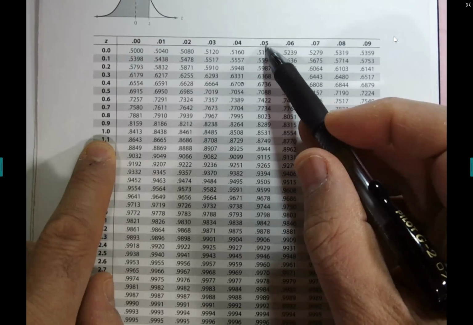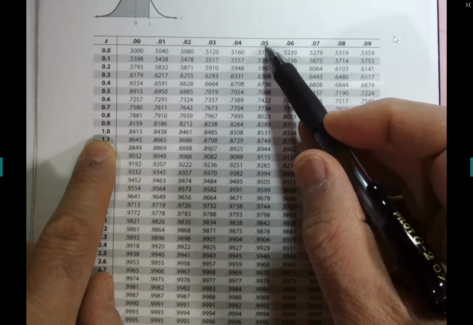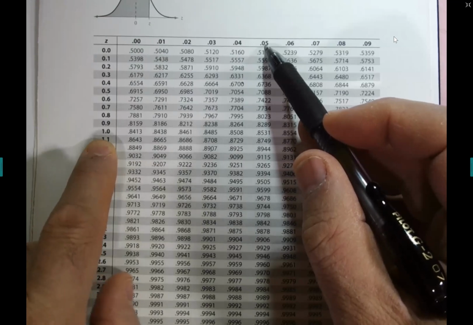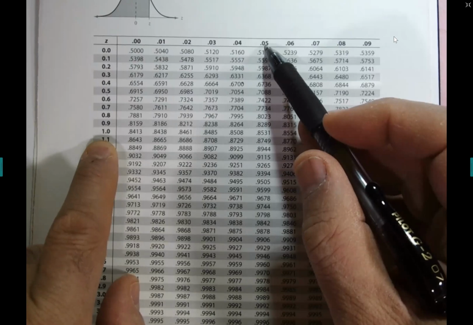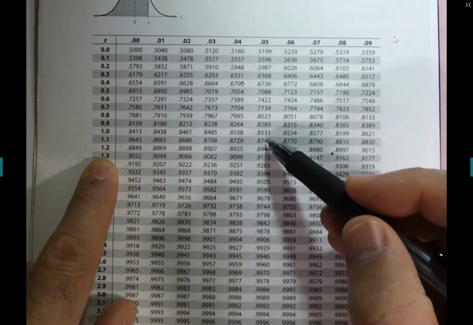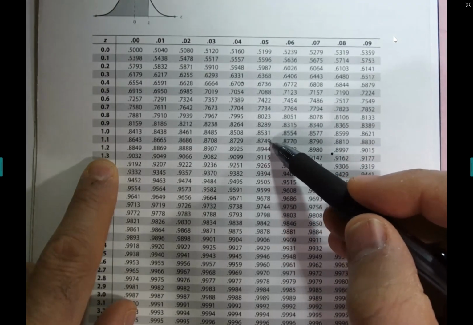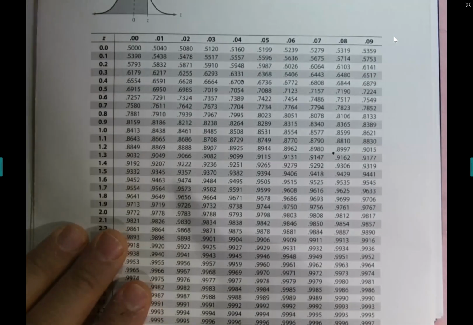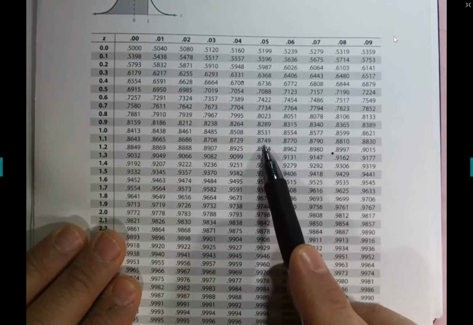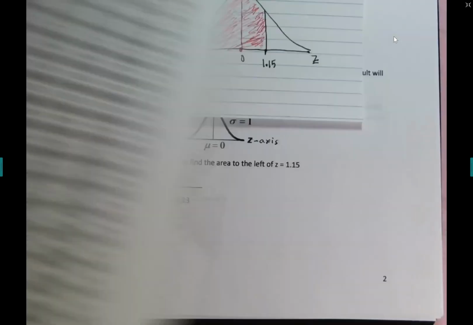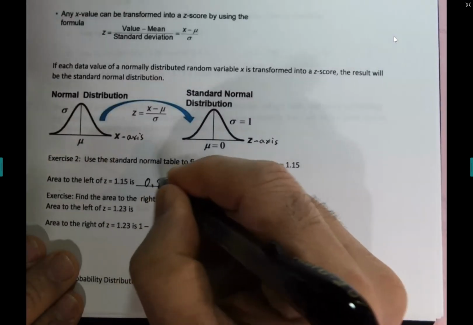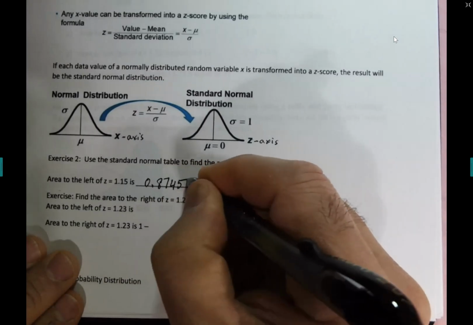Any guess, guys, do you think how I'm going to find the answer? What would I do? I got the 1.1 and I got the 0.05. Find where they intersect. Exactly, find where they intersect. And they do intersect right here, guys. 0.8749, and that would be the area. So again, 1.1, 0.05, they intersect at 0.8749. That would be the area. So area to the left is 0.8749.